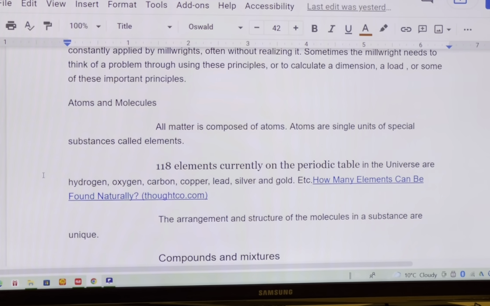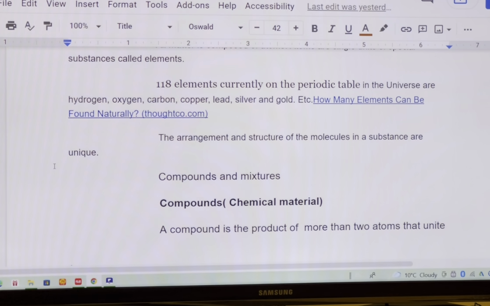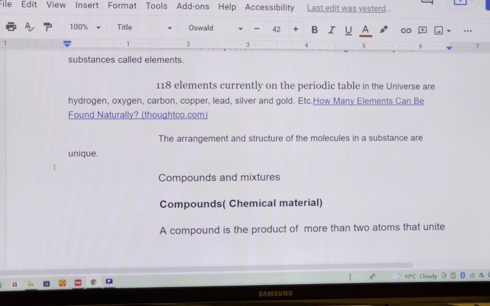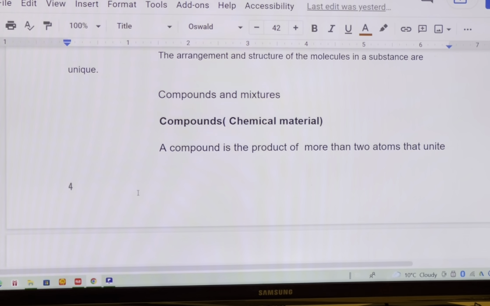Atoms and molecules. All matter is composed of atoms. So atoms are single units of a special substance called the elements. There are 118 elements currently predictable in the universe, such as hydrogen, oxygen, carbon, copper, lead, silver, and gold. You can research on the internet to review some knowledge. The arrangement and the structure of the molecules in a substance are unique.